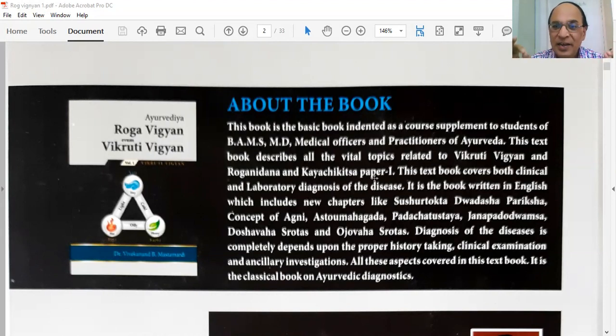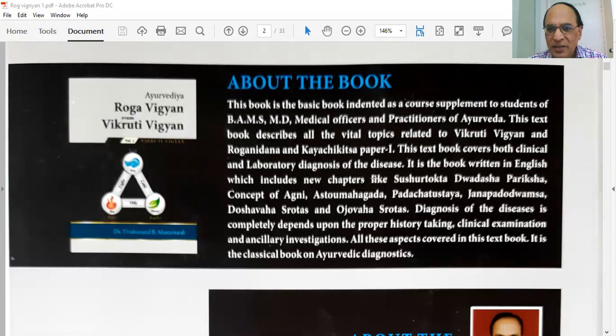This book is specifically written in English, so it is a global book which will be utilized all over the world. It includes new chapters like Sushrutokta Dwadasha Pariksha, concept of Agni, then of course Padachatushtai, Vaidya Ushad Paricharak Rugna, Janapada Dhamsa, which is a very important chapter with regard to the corona pandemic. Then Dosha Vaha Srotas. This is an absolutely new concept given by Dr. Vivekananda. I have never heard much about Dosha Vaha Srotas, but that point is included by Dr. Vivekananda. Then Oja Vaha Srotas.